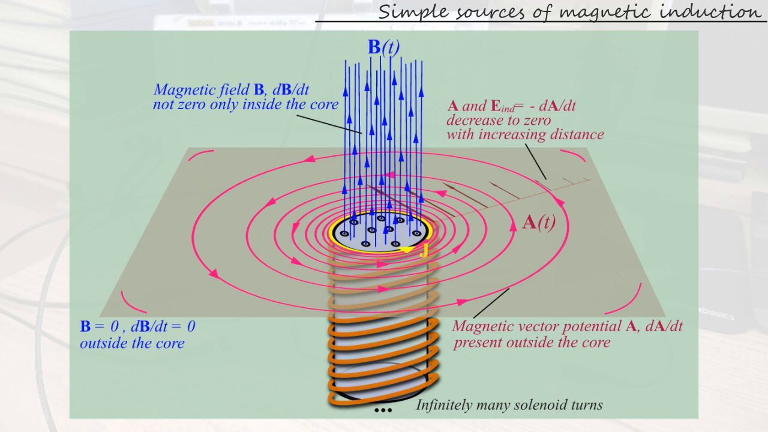What we can find outside of it, though, is the magnetic vector potential A and its time derivative, which, apart from its sign, is the induced electric field E induced equal to minus dA/dt. How strong this field is depends on how fast the magnetic field changes with time. Notwithstanding this, both of these fields decrease in magnitude with increasing distance, as 1 over r, to the point of becoming negligibly small when sufficiently far away from the source.